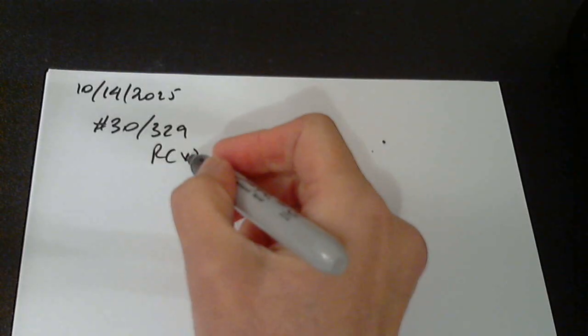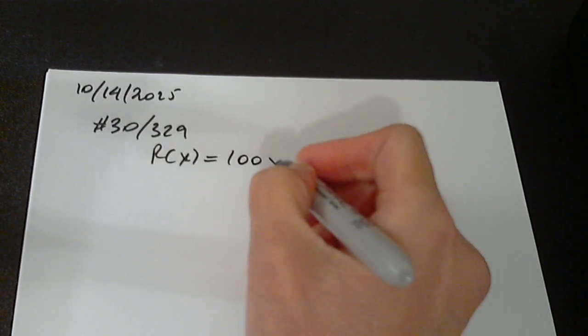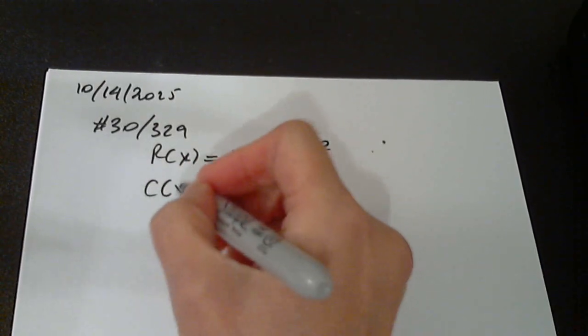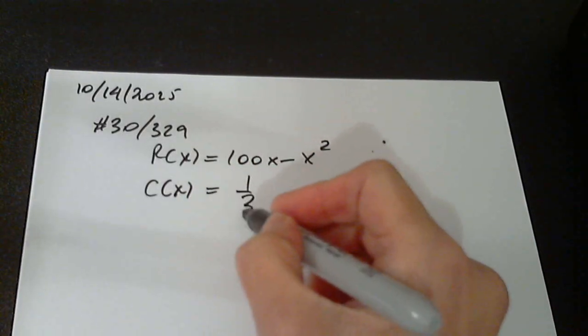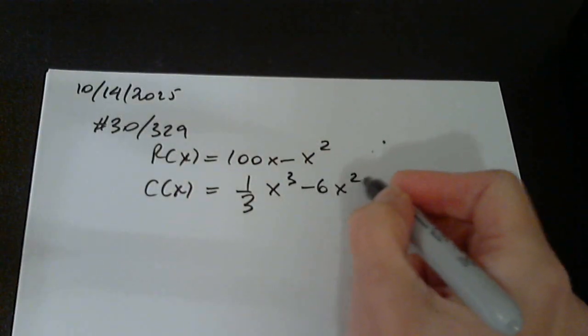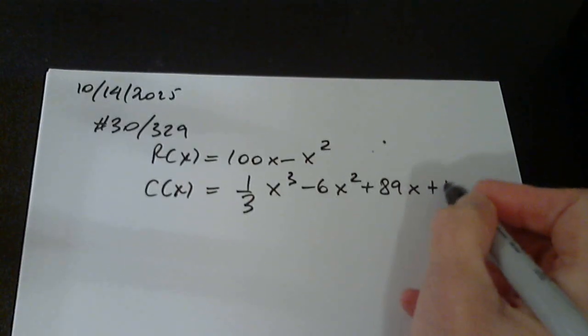In class. So let's look at that. We have r of x equals 100x minus x squared. We have c of x, which is 1/3 x cubed minus 6x squared plus 89x plus 100.